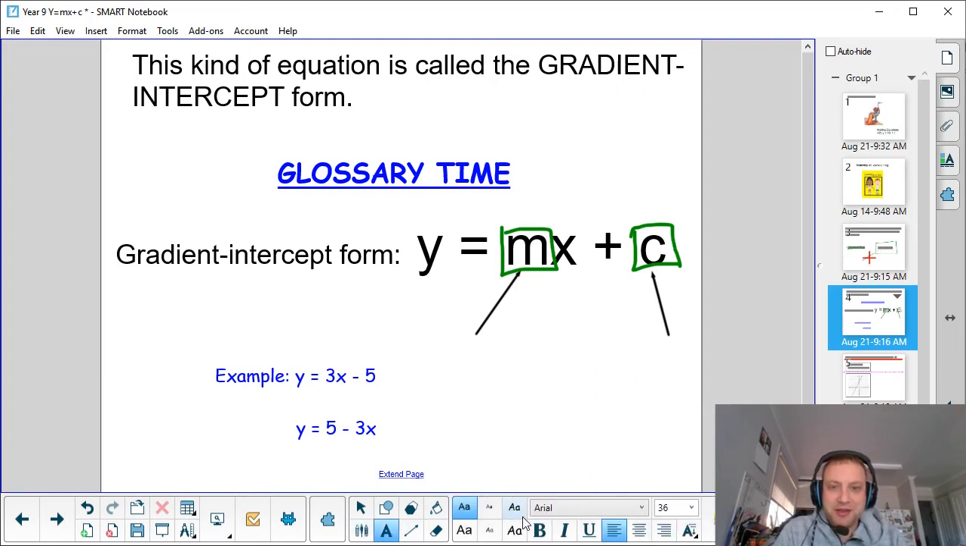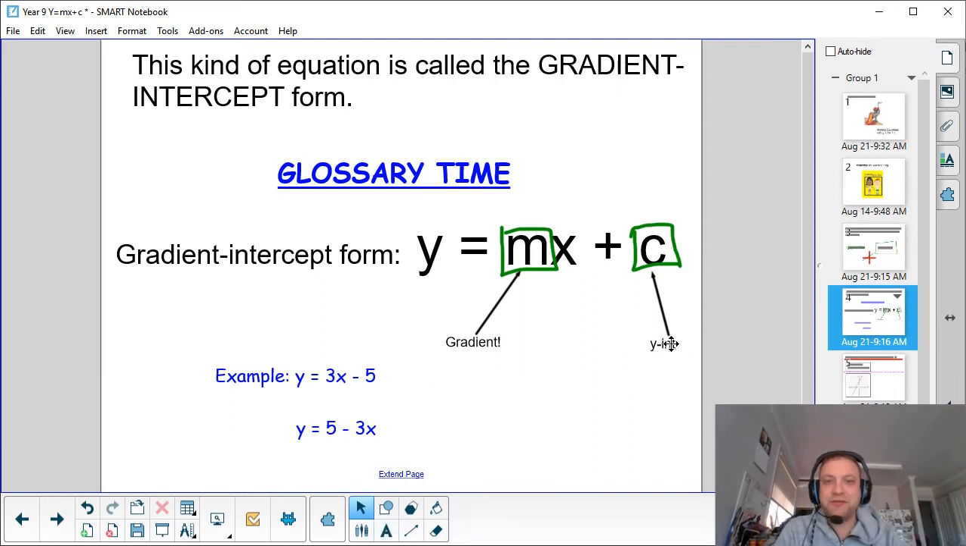The m represents what the gradient is. So if there's a number there, that is the gradient of your graph. That's how quickly it goes up. And the letter c, that's your y-intercept. So just by looking at your equation, you'll know what the y-intercept is. That's really where you should start plotting your graph. Of course, the gradient is how fast it goes up.